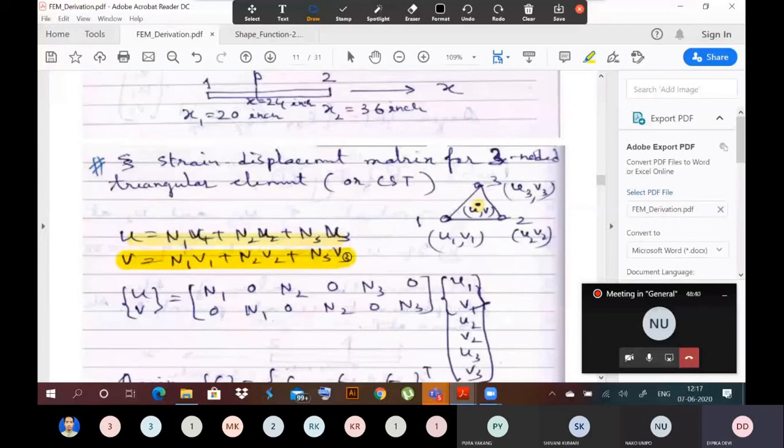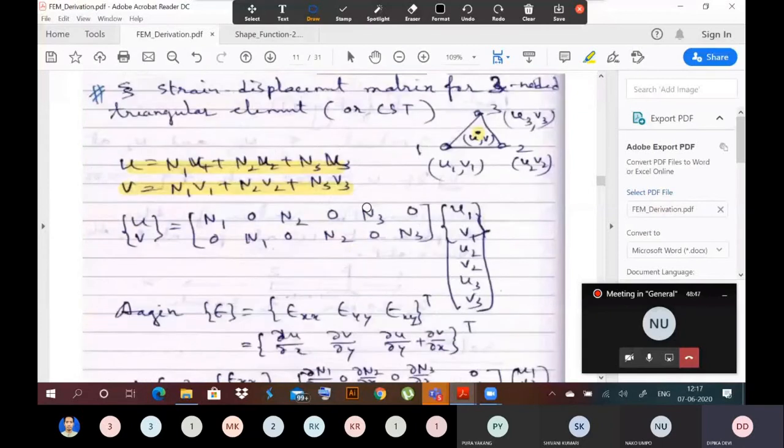So this can be written in this form. U, V will be equal to N1 0, N2 0, N3 0, and the displacement vector is U1 V1 U2 V2 U3 V3. Similarly, V will be equal to 0 into U1 plus N1 into V1 plus 0 into U2 plus N2 into V2 plus 0 into U3 plus N3 into V3. So that way you can find out the displacement in terms of the nodal displacement vector. This is my nodal displacement vector. So this is my shape function matrix.